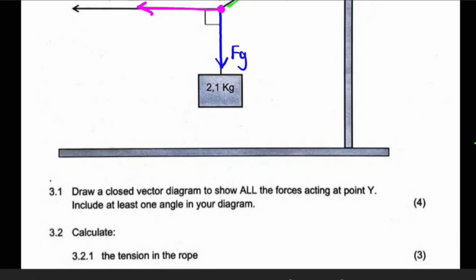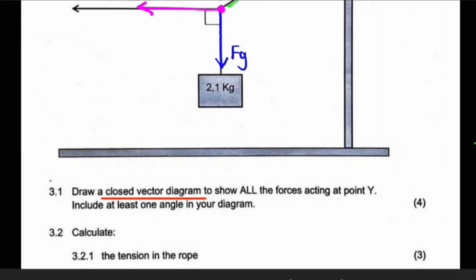3.1 says draw a closed vector diagram to show all the forces acting at point Y and include at least one angle in your diagram. Let's first start off by understanding what a closed vector diagram is. This is something that you should have heard in grade 10, when you were introduced to head to tail and tail to tail vector representations. So you should have heard of a closed vector diagram.